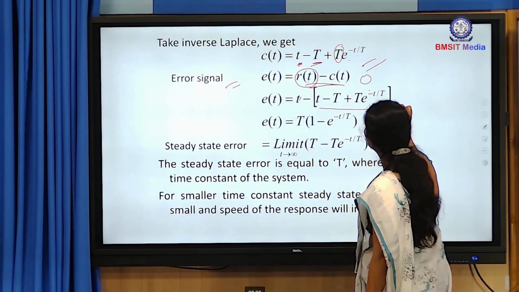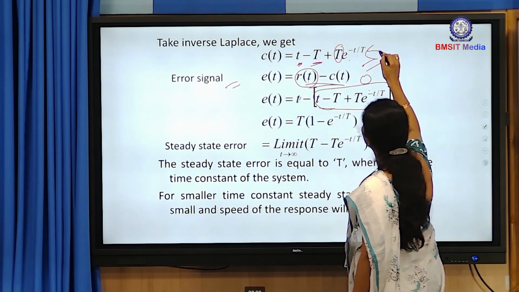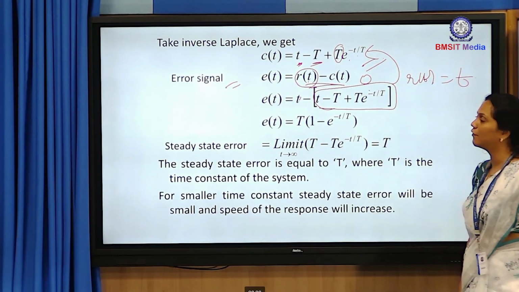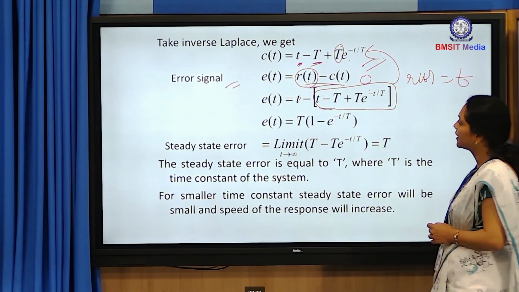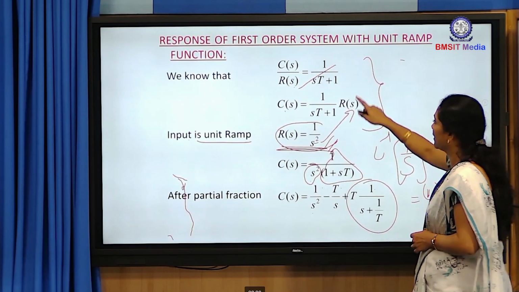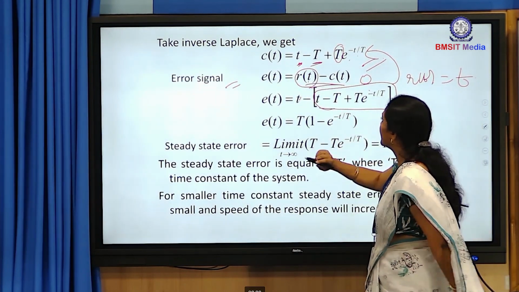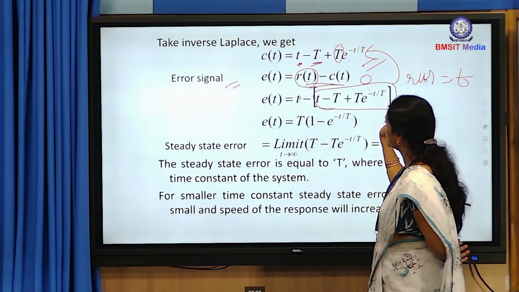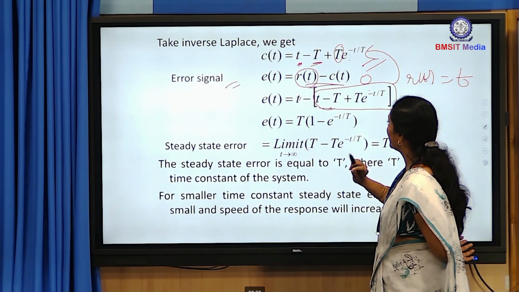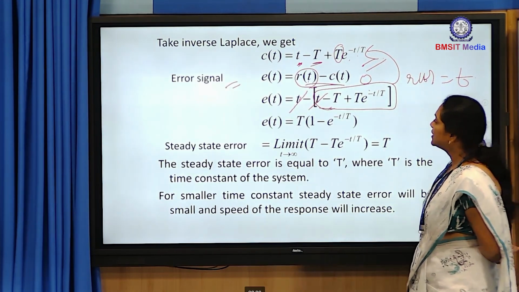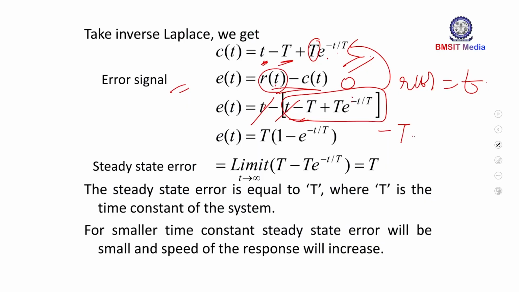Where is my c of t value? This c of t value has completely come from this. And this r of t value is nothing but t, which we have already seen from the previous derivation. So here e of t is equivalent to t minus c of t. I am making this substitution. Now I open this bracket, and this t and this minus t get cancelled. The remaining term is minus T plus T into e to the power of minus t divided by T.